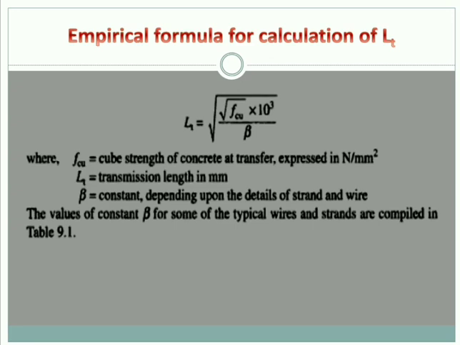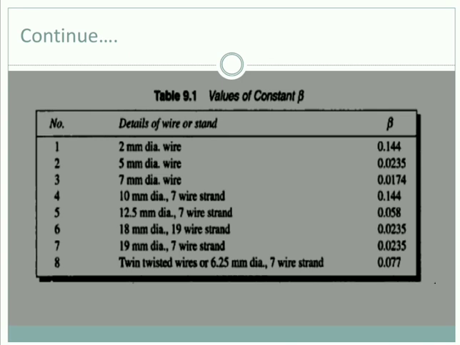Beta is a constant depending upon the details of strand and wire. The values of beta for some typical wires and strands are compiled in the table. So if you get this example, the beta value will be mentioned in the problem and it becomes a straightforward example. It is asked for 4 to 6 marks. Now let's see how the beta, which is a constant, varies.